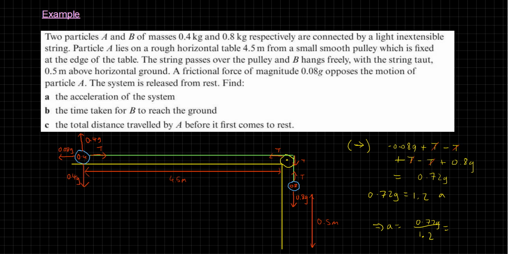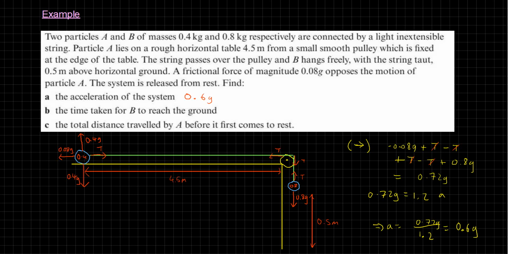Okay, and that gives us a final answer of 0.6 g for the acceleration. So this whole system, because it's a positive answer and we were taking horizontal and to the right as positive, is saying that this ball moves right, this ball or particle moves down, and the whole system is accelerating at an acceleration of 0.6 g meters per second squared.